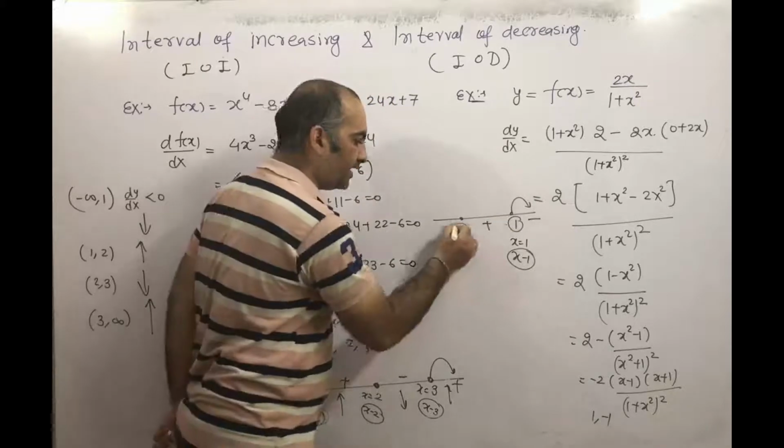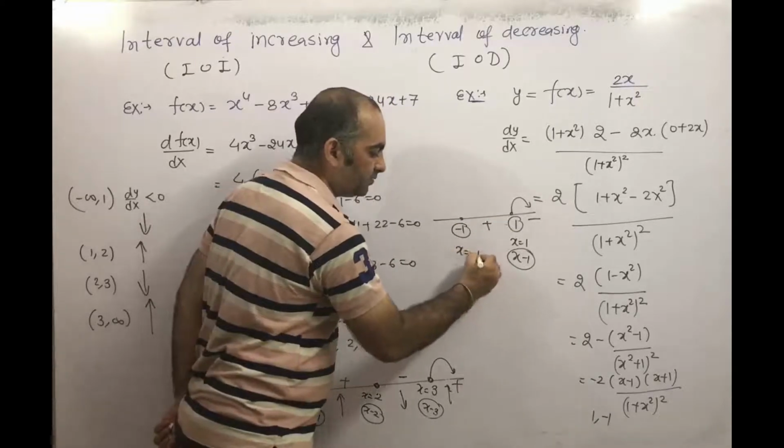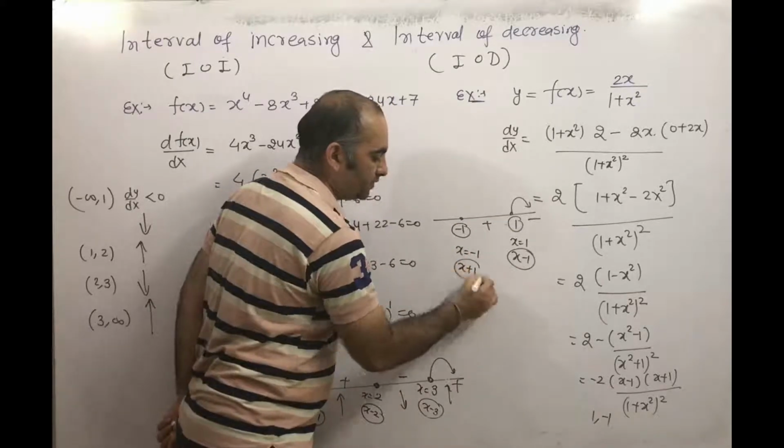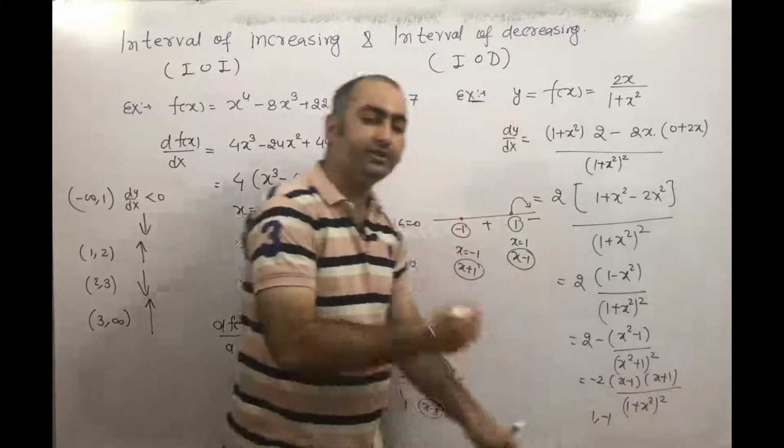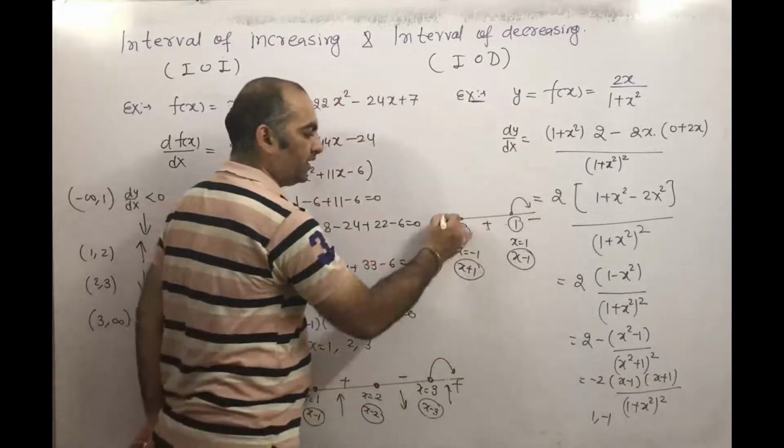Next one, this is minus 1, so we can write x equal to minus 1, so x plus 1 will come. So we have to check x plus 1. The power of x plus 1 is odd, so we have to change the sign. So this side is positive, this side will become negative.